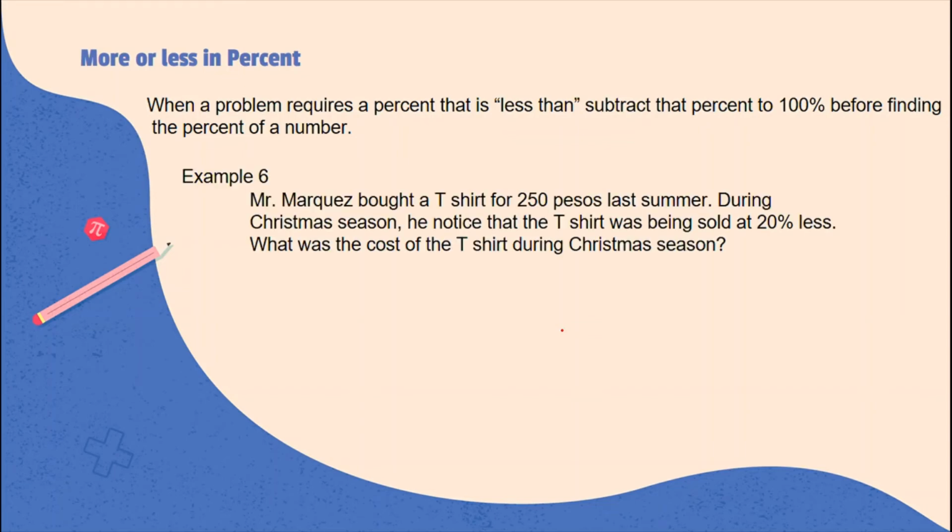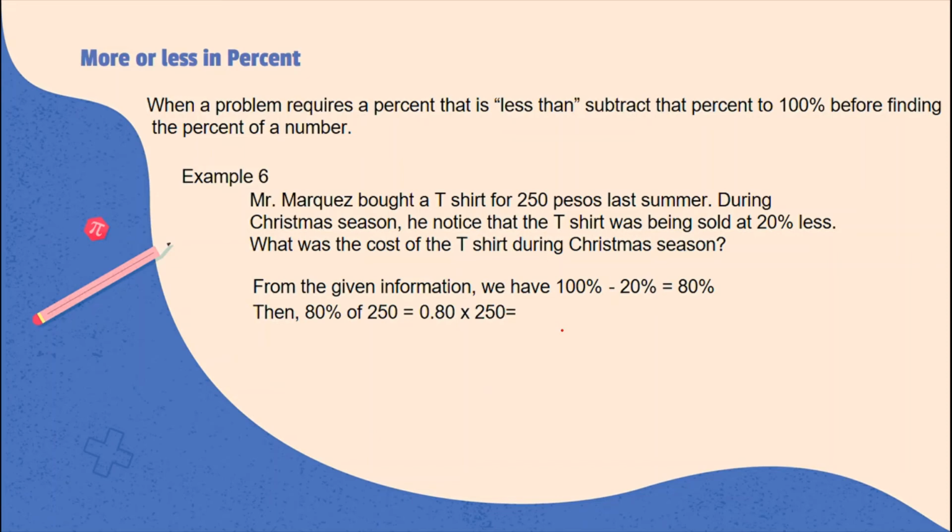For example, Mr. Marquez bought a t-shirt for 250 pesos last summer. During Christmas season, he noticed that the t-shirt was being sold at 20% less. What was the cost of the t-shirt during Christmas season? From the given information, we have 20% less, so we're going to subtract it from our total 100%. 100 minus 20 makes it 80%.